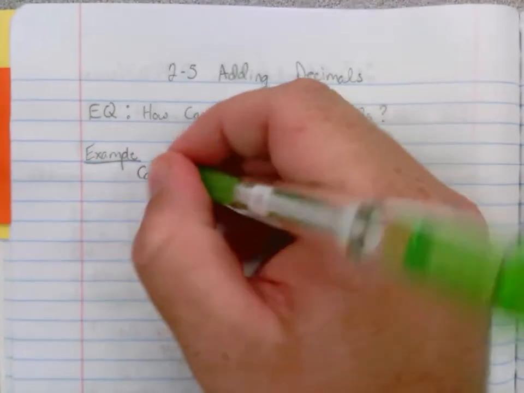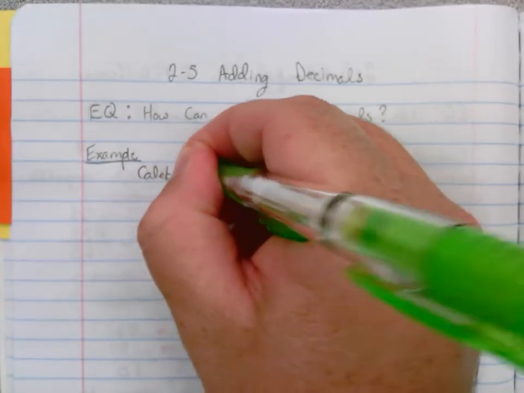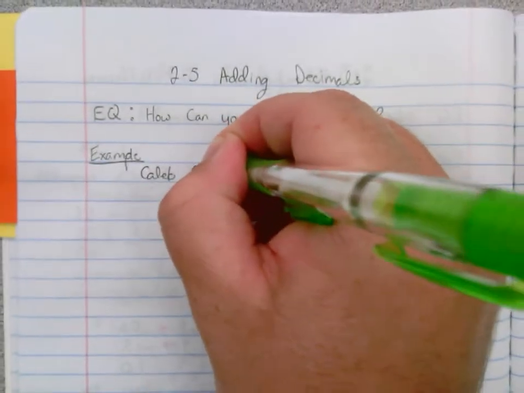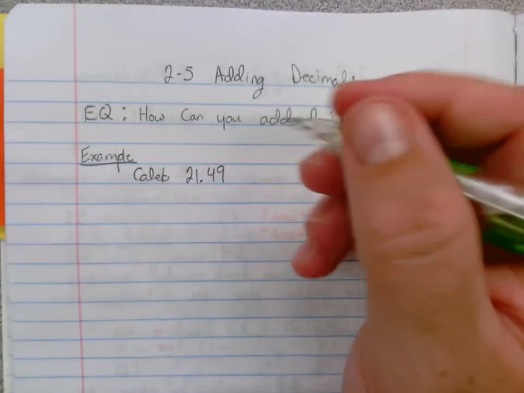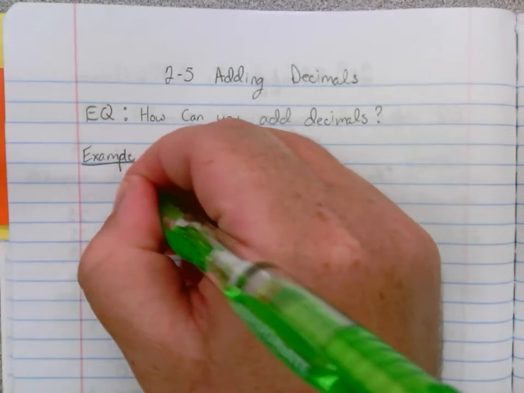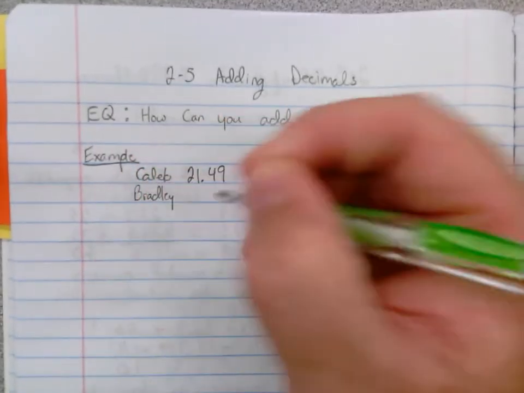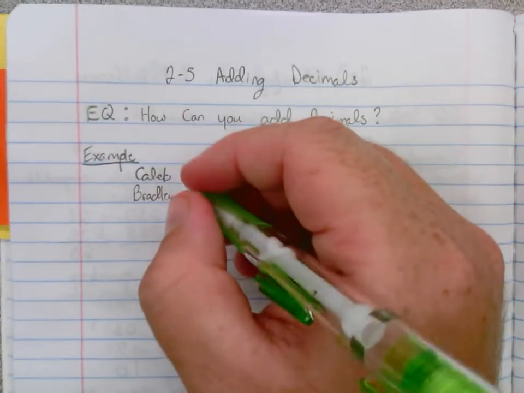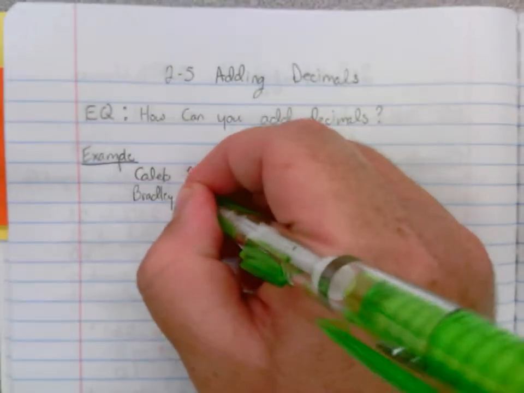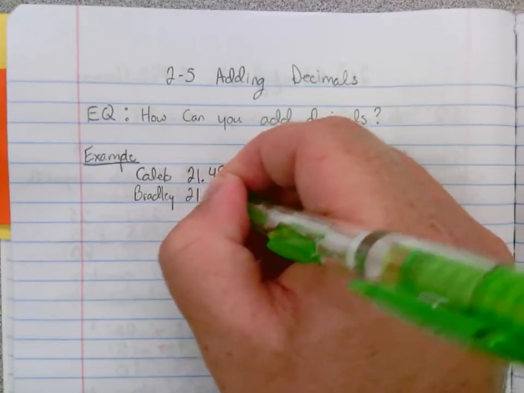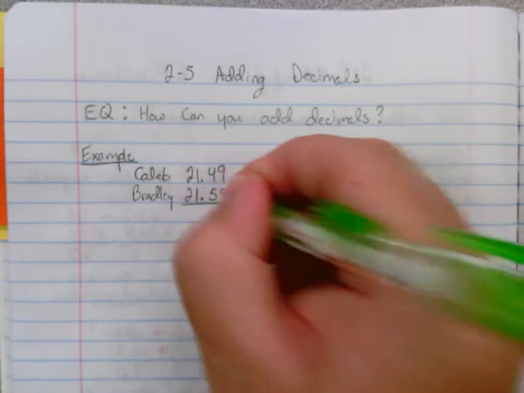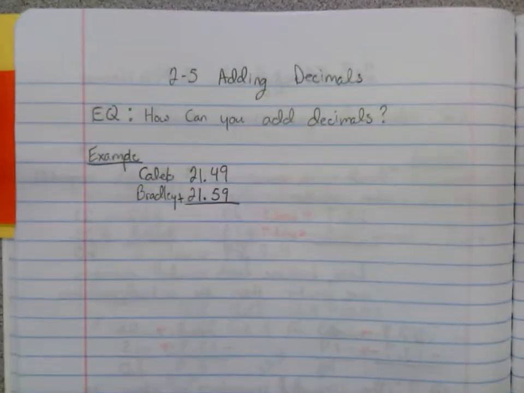race time was 21 and 49 hundredths of a second. And Braylee's race time was 21 and 59 hundredths of a second. And we're going to add those together.